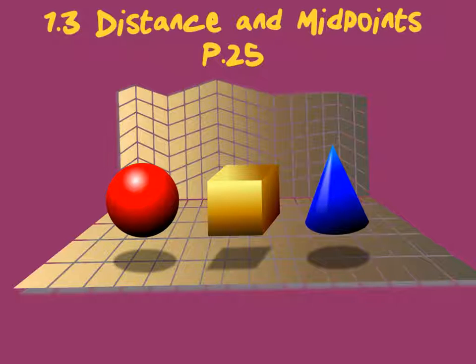Today, we're going to be covering the third section in chapter 1 in your book, which begins on page 25. Our topic is going to be distance and midpoints. You will need your notebook, you will need your book, and this could get a little bit lengthy because we have a lot to cover, but we'll do this as quickly and efficiently as we can. So without further ado, let's get started.